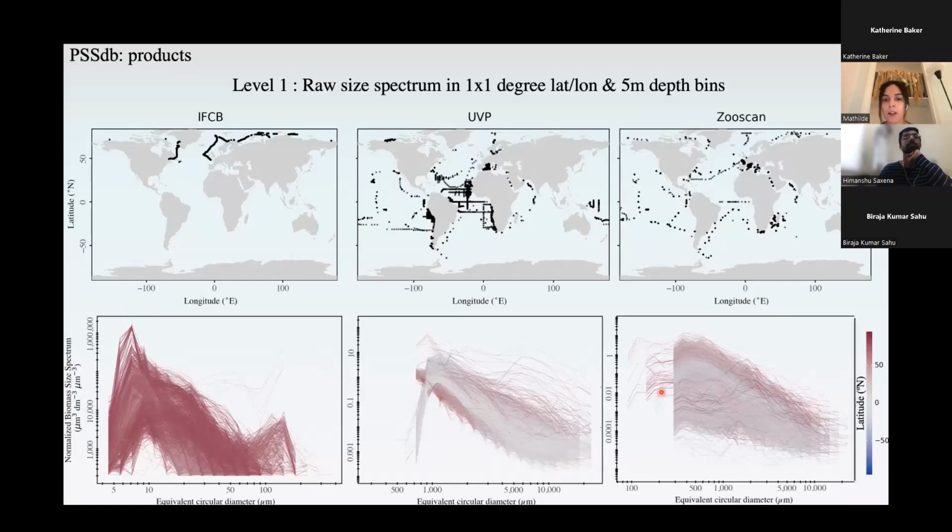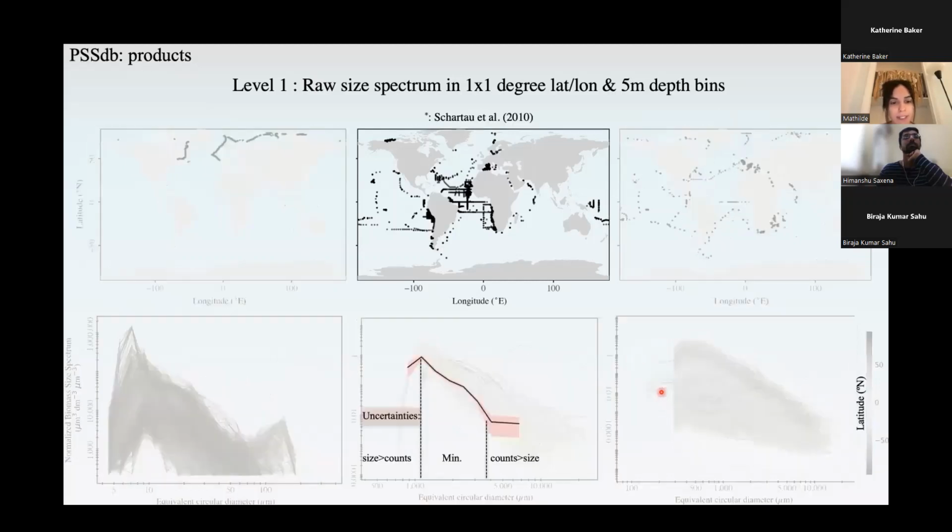I've color-coded all the NBSS by latitudinal range, but I don't think we can really see a pattern here. So the first product of the PSSdb will be the NBSS, along with their uncertainty. And we use the approach by Martin Charto and Marcus, sorry. And what we typically observe is that it's not a linear decrease of each NBSS.